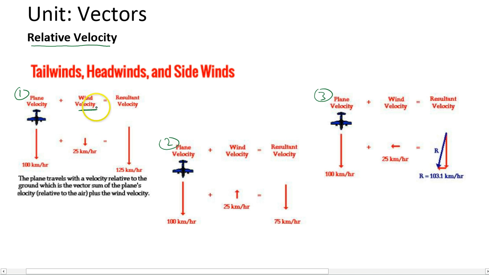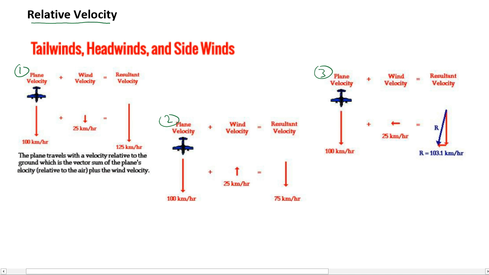Make sure when you draw your diagrams, you indicate which direction the wind is pushing somebody. This is pushing the plane towards the south. So the resultant velocity: if it was going 100 kilometers per hour without any wind, the 25 kilometers per hour are going to help it, and it's going to end up going 125 kilometers per hour. The text says the plane travels with a velocity relative to the ground, which is the vector sum of the plane's velocity relative to the air plus the wind velocity.